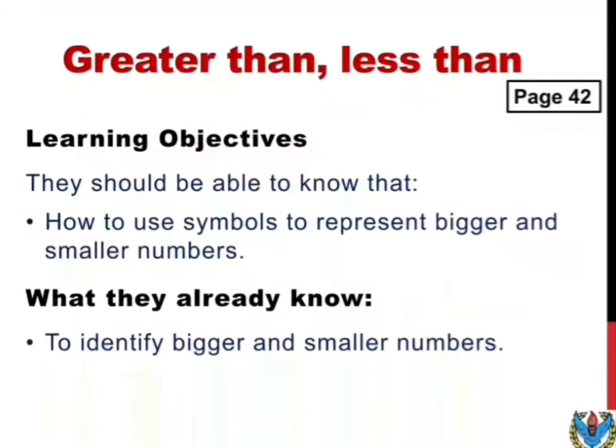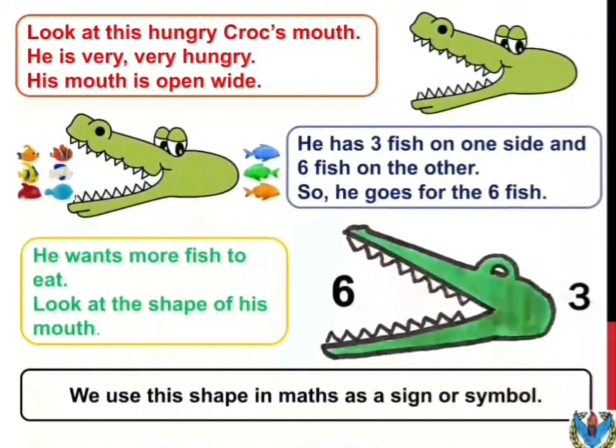Now go to page number 42. You are given an example here. We will start with this example. Look at the first picture. Look at this hungry croc's mouth. He is very, very hungry. His mouth is open wide. Now look at the next picture. He has 3 fish on one side and 6 fish on the other side. So he goes for the 6 fish. He wants more fish to eat.